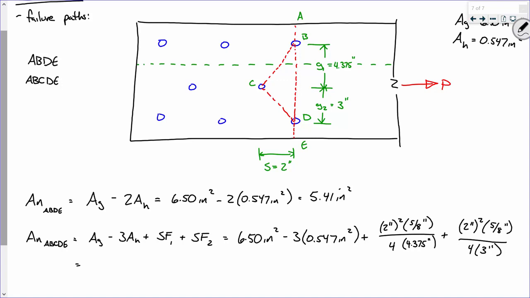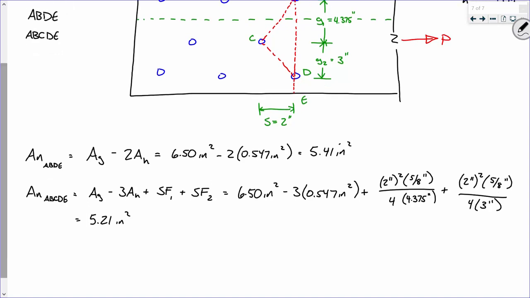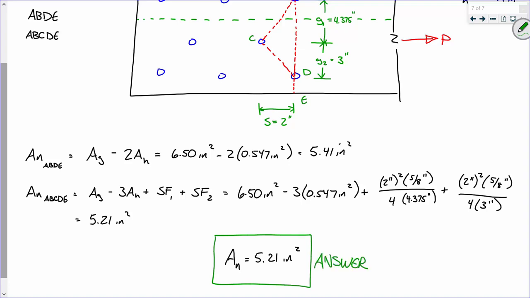Anybody got an answer? 5.21. Do I have a second on that? All right. So what is the net area for this connection? 5.21. All right. Any questions?